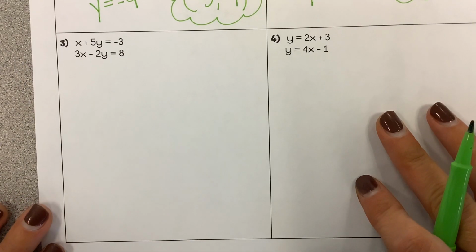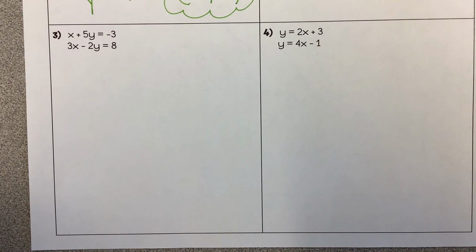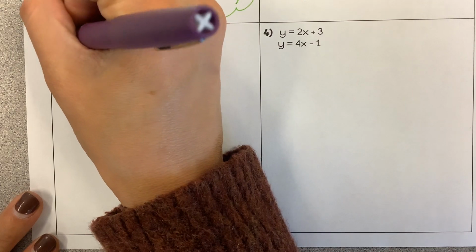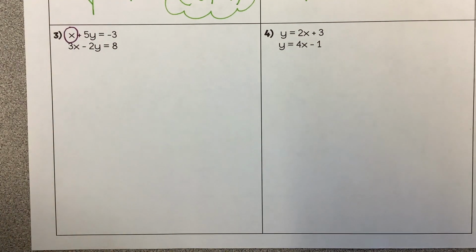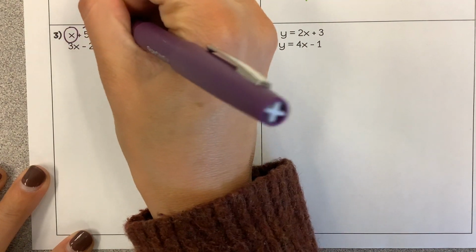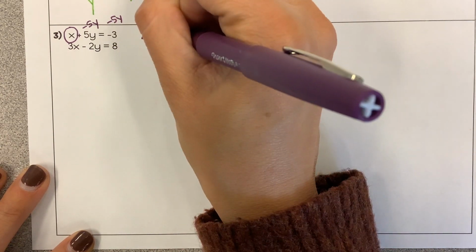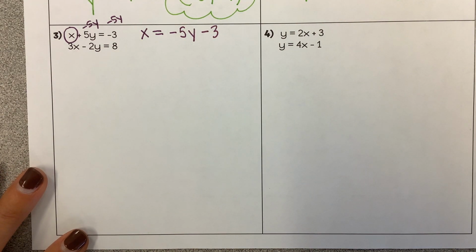Next up, for number 3, we do not have an equation that's in the form y equals or x equals. So essentially, I need to solve one of these equations for y or x. So the next thing I look for is, do we have an x or a y that has a coefficient of 1 or negative 1? And we have that right here. So I'm going to solve this equation for x by subtracting 5y from each side. So that would make this equation x equals negative 5y minus 3, or x equals negative 3 minus 5y.